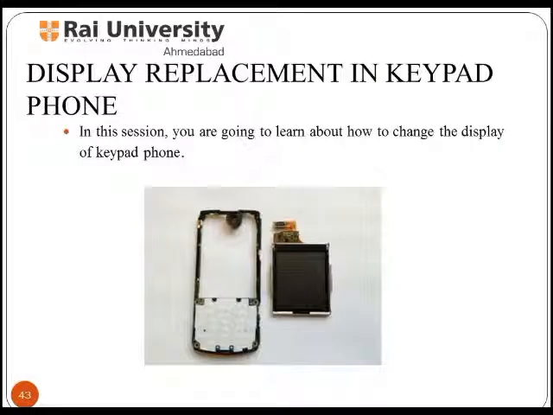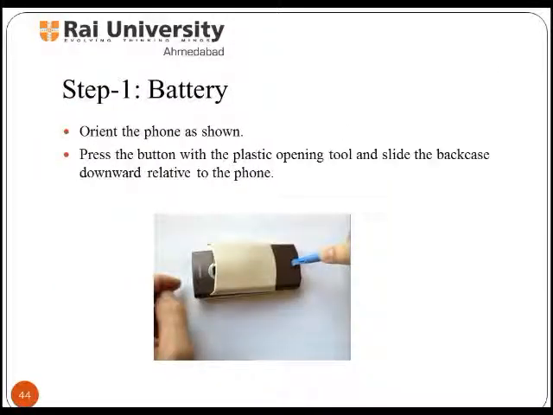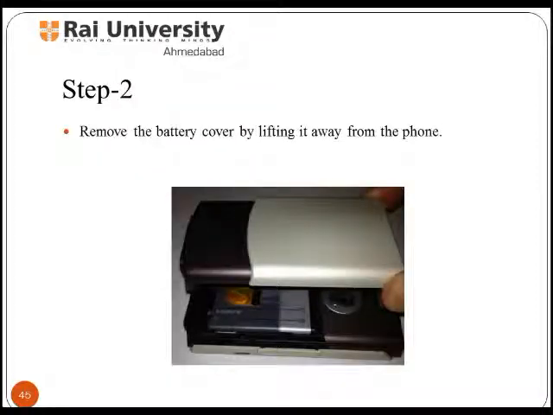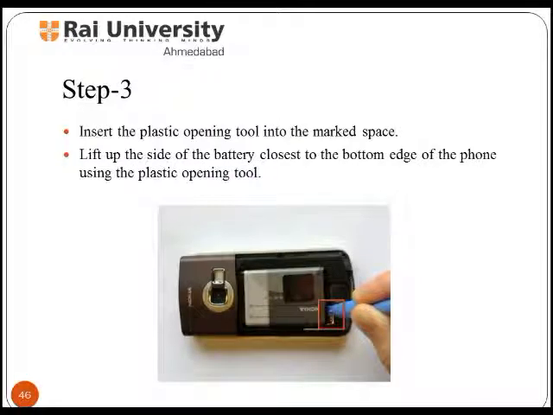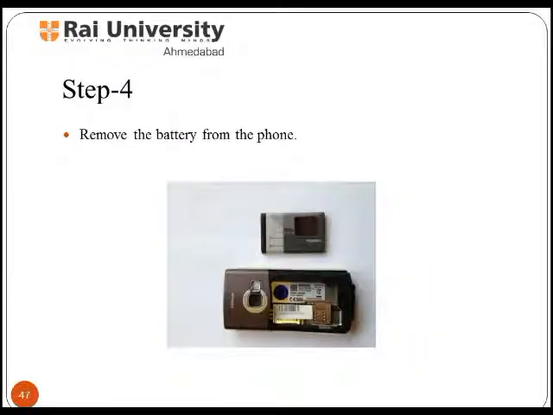Now we are going to start how to change the display of keypad phones. Step 1. To remove the battery, press the button with a plastic opening tool and slide the back case downward relative to the phone. Step 2. Remove the battery cover by lifting it away from the phone. Step 3. Now lift up the side of the battery closest to the bottom edge of the phone using the plastic opening tool. Step 4. Remove the battery from the phone.